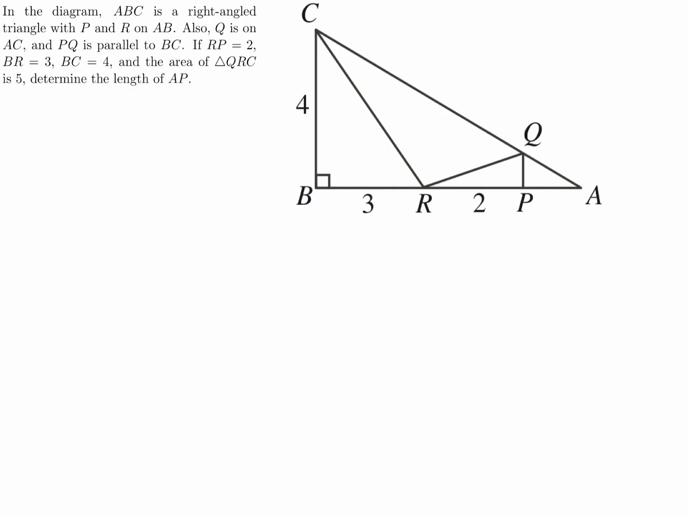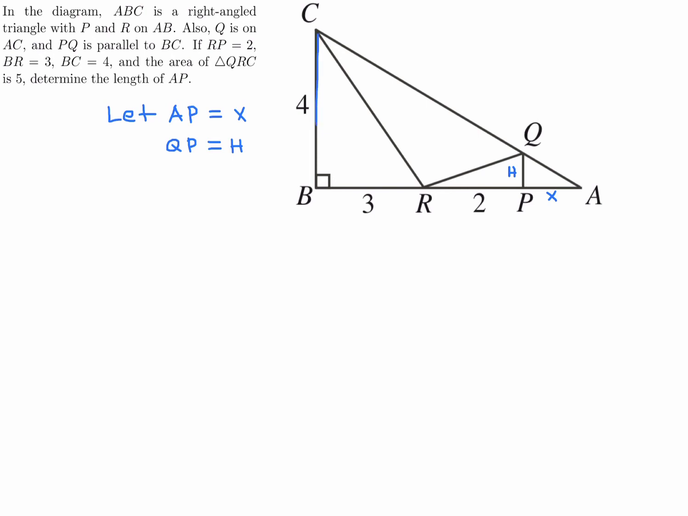Let's start with a little bit of labeling. I will let my AP, which is what I have to find, equal x. So I'll just write x right there. Not too much additional labeling is required. QP is the only other one. I'll call that h, so this is h right here, Q to P. What we have to do in this question is figure out x, and we can do that by looking at the area. So the full area will equal individual areas added together.